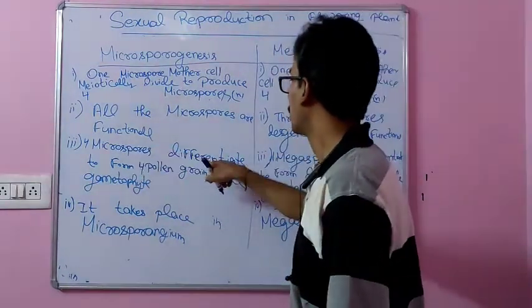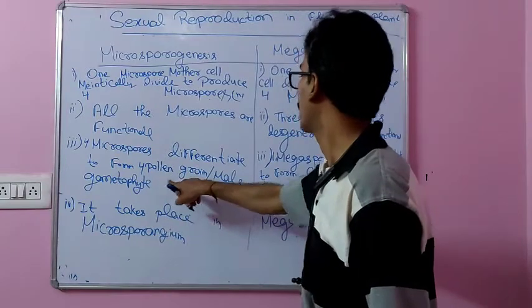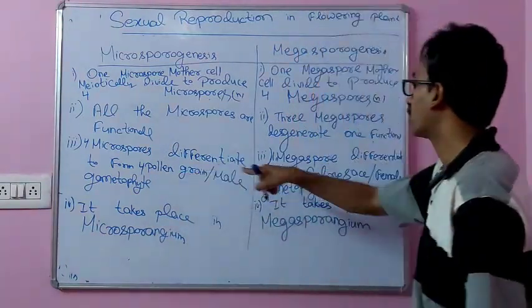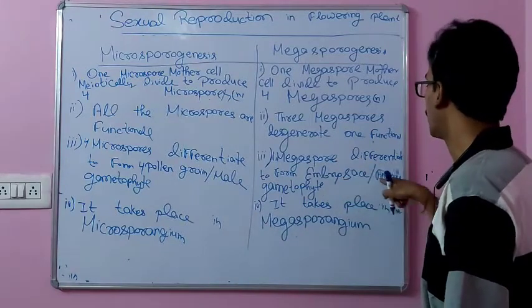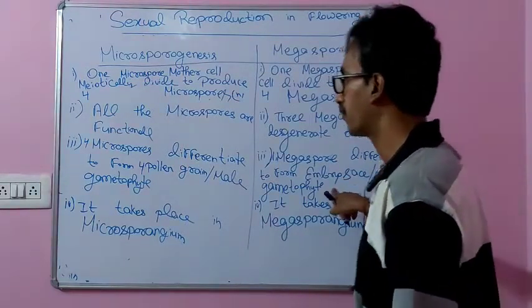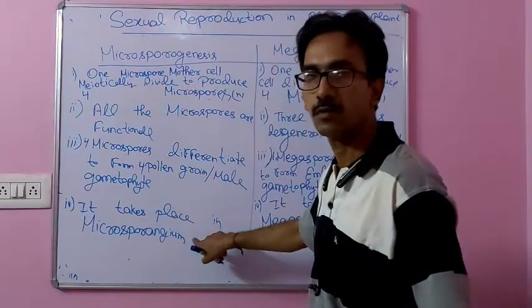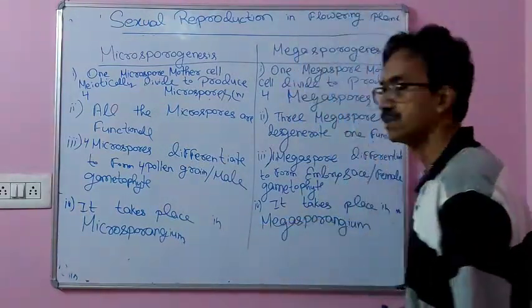4 microspores differentiate to form 4 pollen grains or 4 male gametophytes. Here, only 1 megaspore differentiates to form the embryo sac or female gametophyte. Microsporogenesis takes place in the microsporangium. Megasporogenesis takes place in the megasporangium.